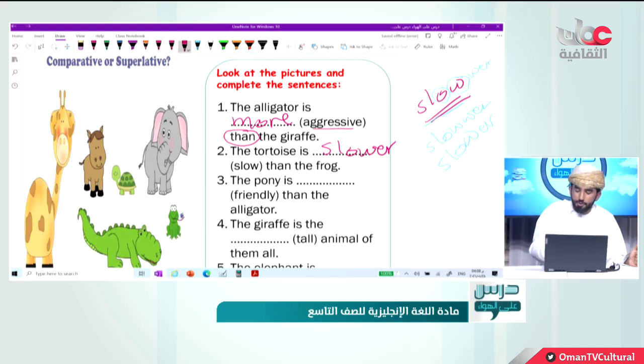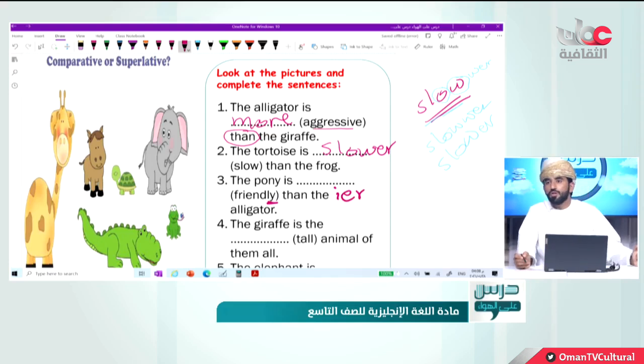Going to number three, the pony is what? Friendly ends with what? With Y. What should we do? Replace the Y with what? I. Exactly. So you should replace the Y with I. And then what? We add ER, exactly.